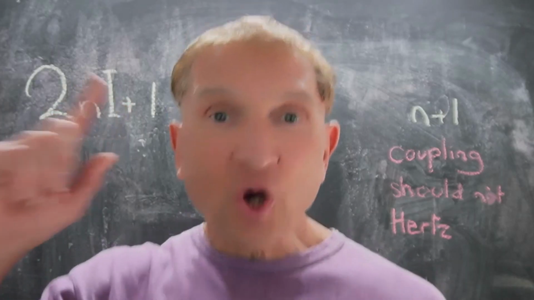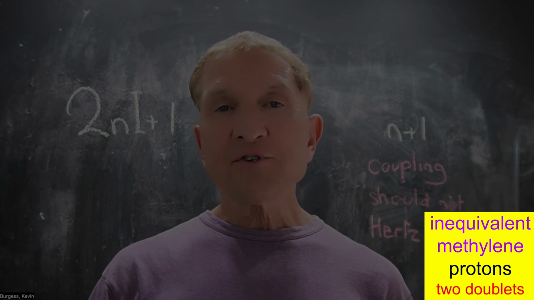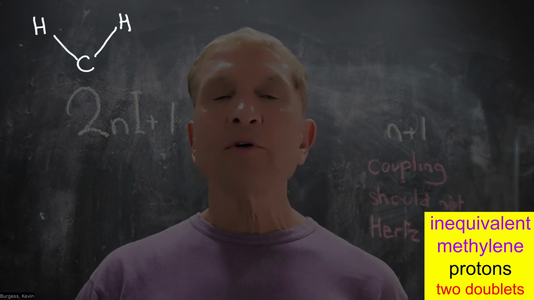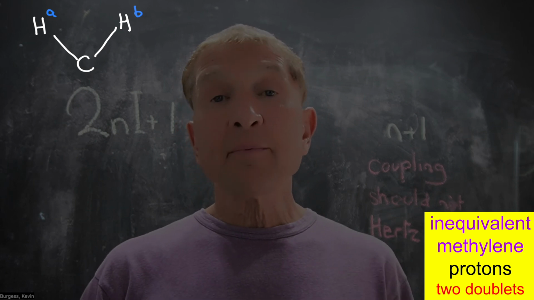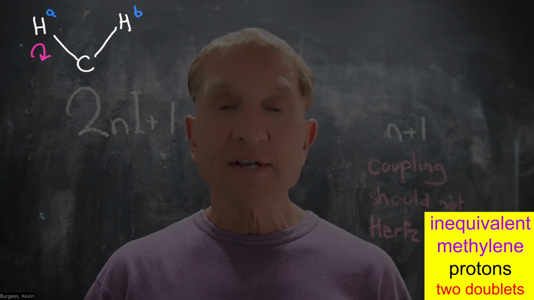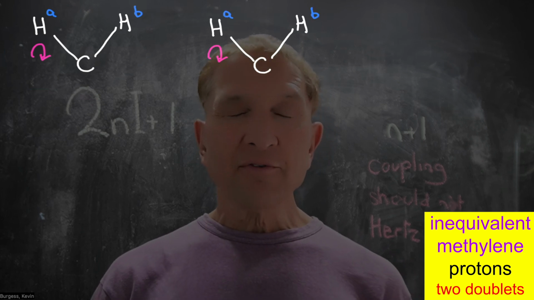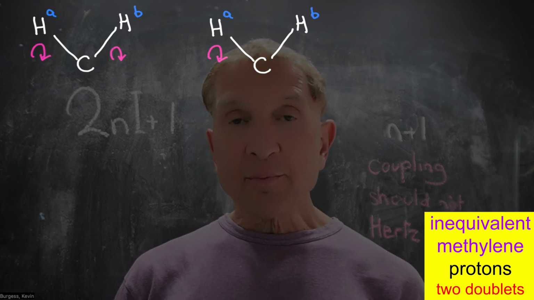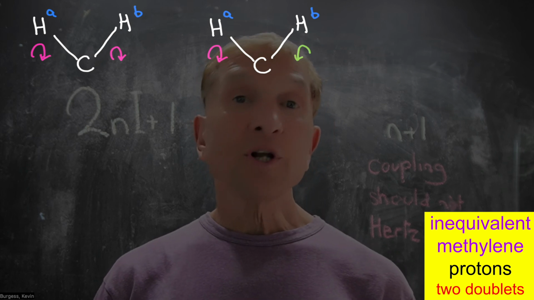Off I go. To illustrate why coupling occurs, think of two magnetically inequivalent protons on the same carbon. This can happen if that carbon is near a chiral center. HA and HB each experience a different field because the other proton has a magnetic nucleus, a nuclear spin.